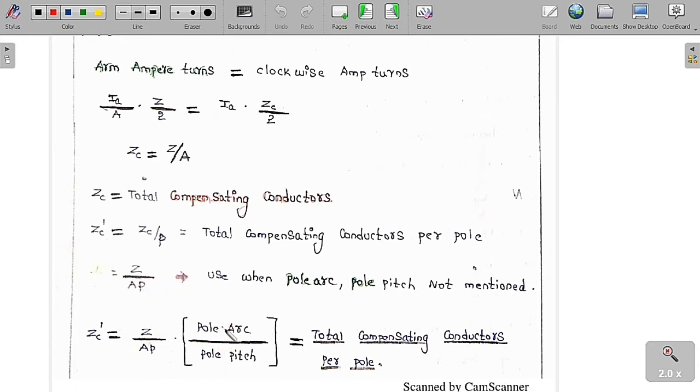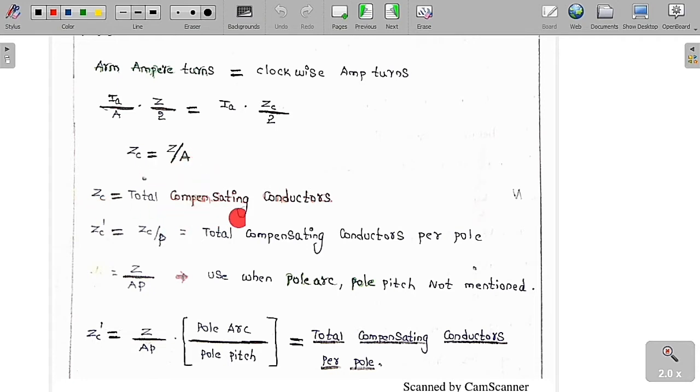Compensating winding means the winding which is placed on the pole shoe and connected in series with the armature through brushes for the automatic cancellation or neutralization of the armature flux under the pole. So armature ampere turns is equal to clockwise ampere turns. So Ia by A into Z by 2 is equal to Ia into Zc by 2. Ia cancels, 2 cancels, and Zc is equal to Z by A.